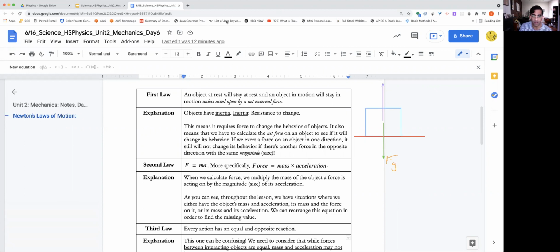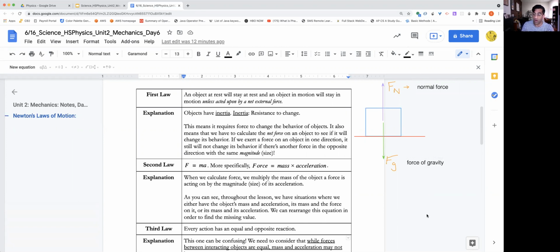All right, and I'm going to label this one F sub n. All right, and that stands for normal force. Okay, so here's my normal force, and here is my force of gravity.